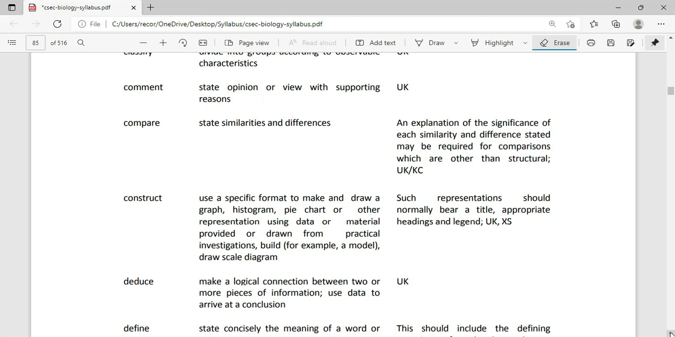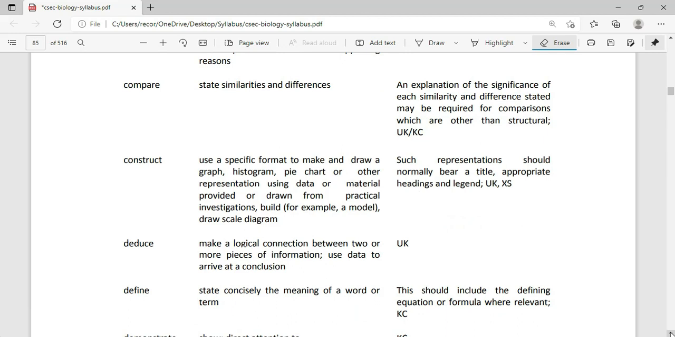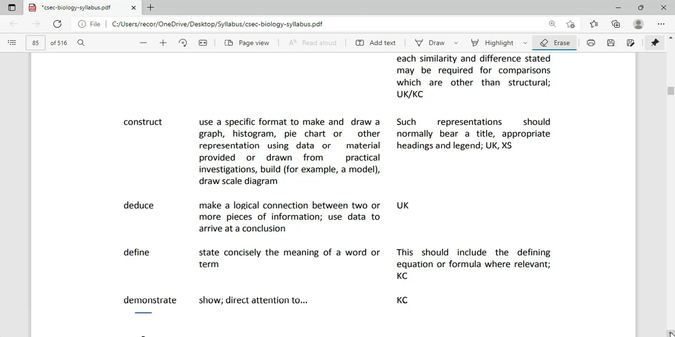Deduce. Make a logical connection between two or more pieces of information. Use data to arrive at conclusion. All these words are from the CXC syllabus. These are pretty much in line with your exams.